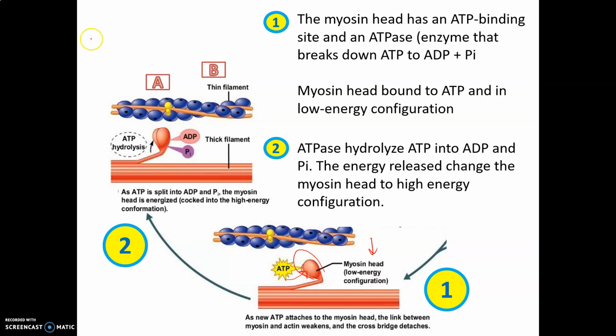it opens. Its neck will open like this. ATP hydrolysis will release energy. What happens is that this myosin head is now in high energy configuration.